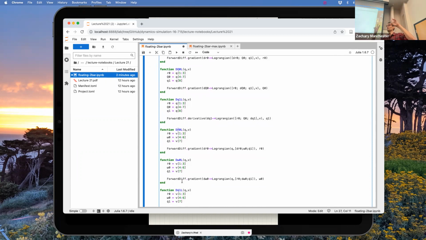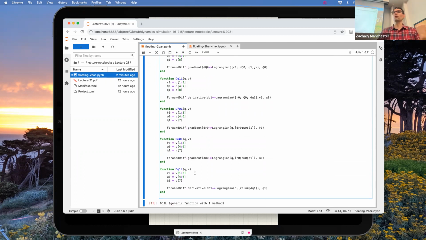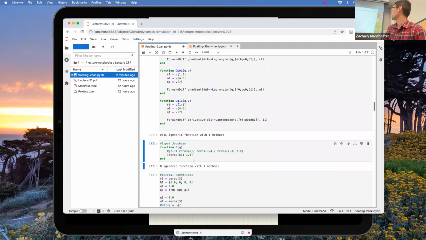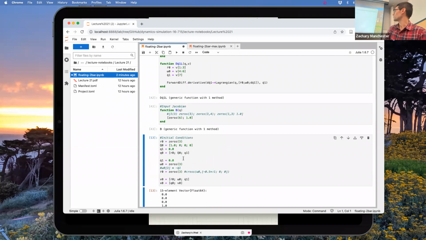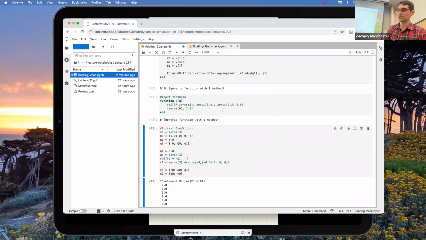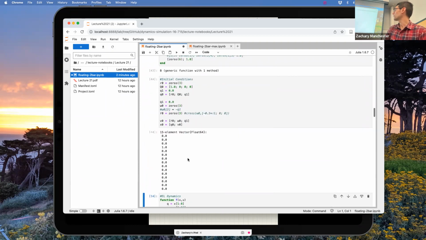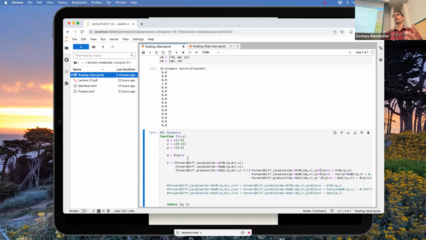Remember I wrote the Euler-Lagrange equations down separately, blockwise, according to position, quaternion, and then joint angles, et cetera. So this is all those pieces from the last lecture. And then this is the input Jacobian. This is just showing I have one torque at the revolute joint. So that's that, right? It's in the Q1 spot. Made up initial conditions. This is just floating in space still. And then this is the Euler-Lagrange stuff that we derived last time.